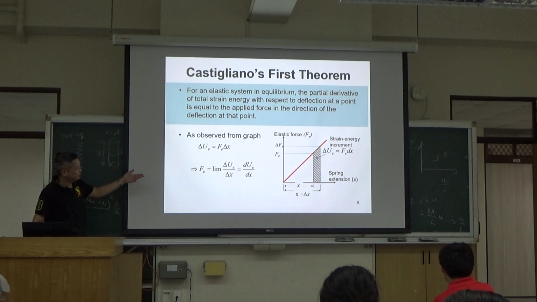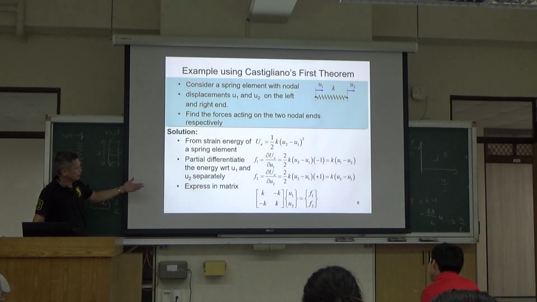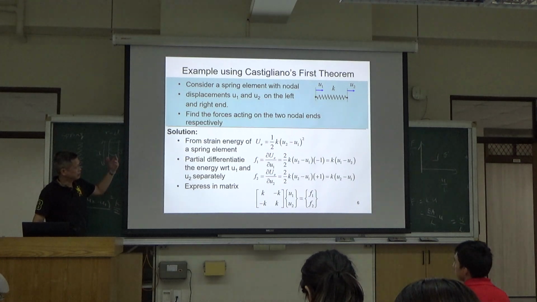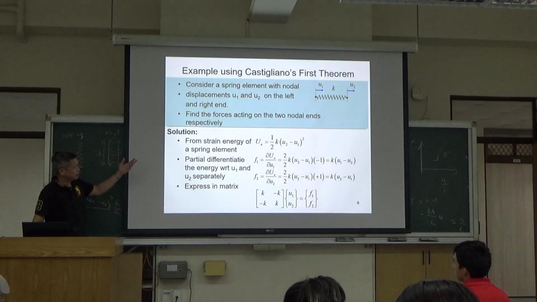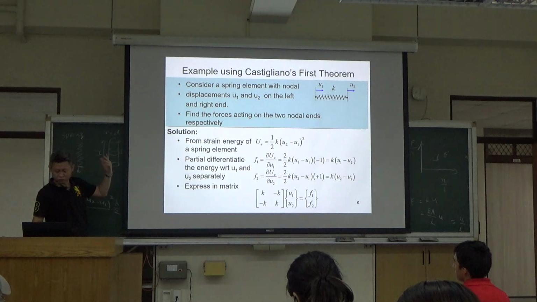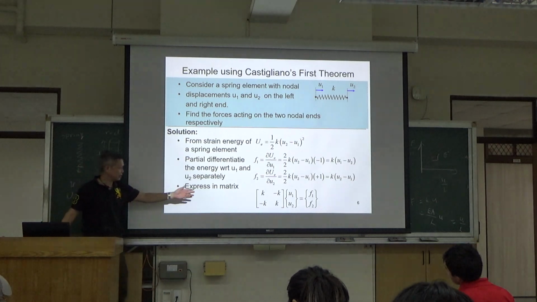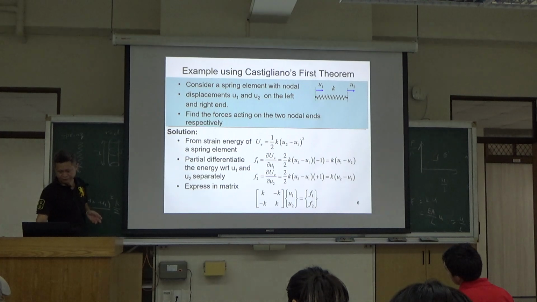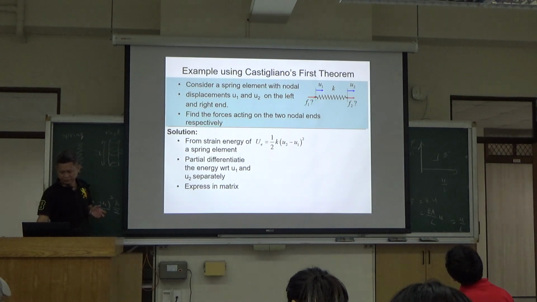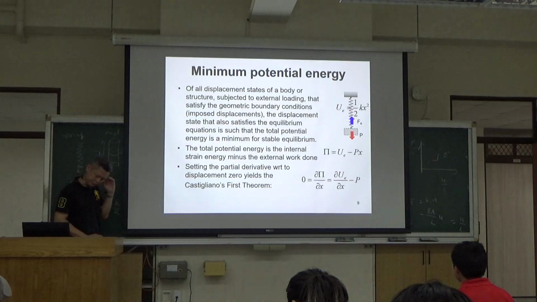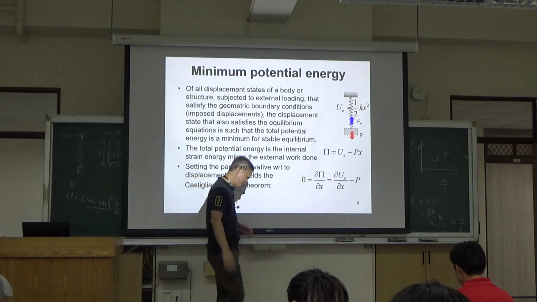This is what we did about Castigliano theorem. We also do the differentiation of the strain energy of a spring with respect to knot 1 on the left and knot 2 on the right. In the end, we get the same element. Okay? So we apply this already. And then next, we go one step further.